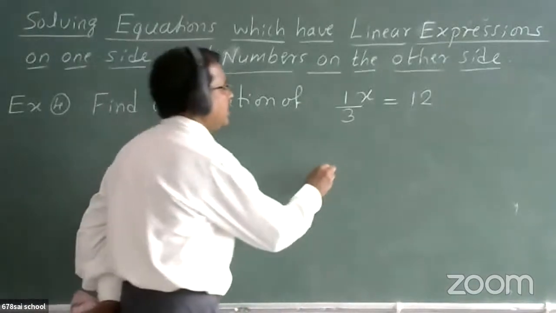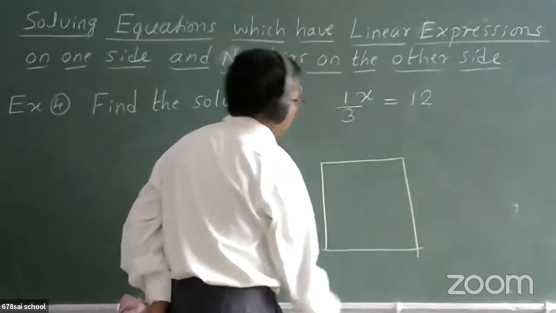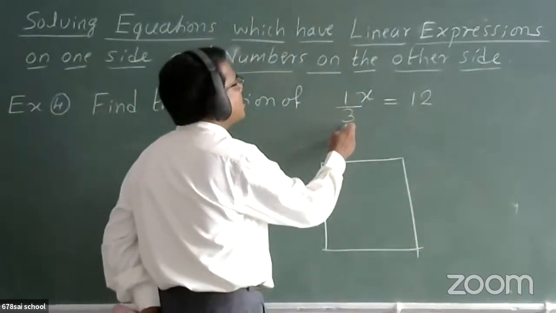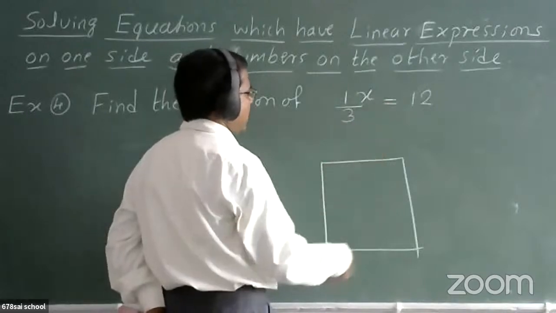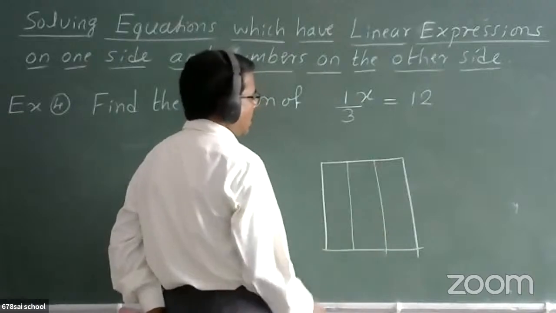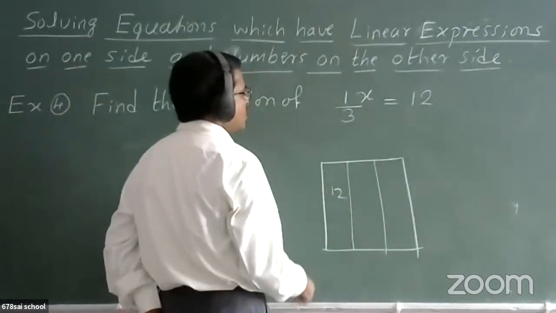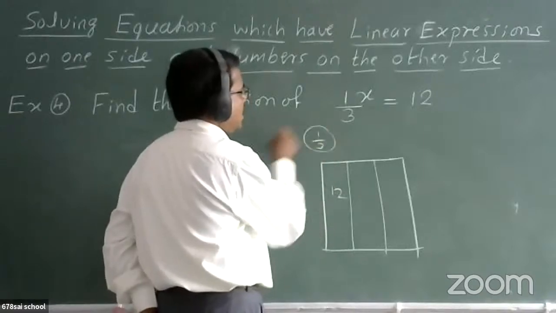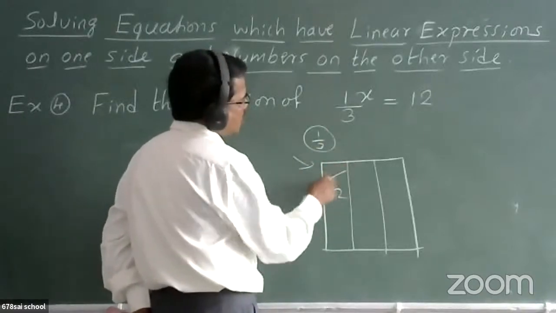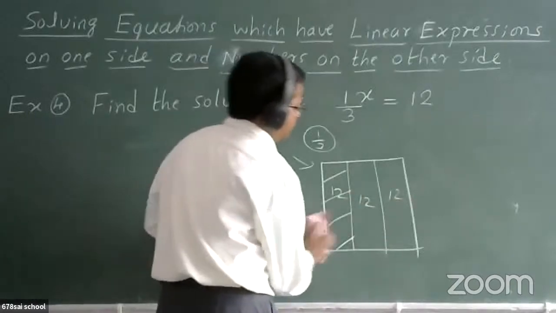Sir, answer is 36. One third of x is 12. Here 1, 2, 3, three parts are there. One third is 12. This is 12. This is also 12. This is also 12. How much? 36.